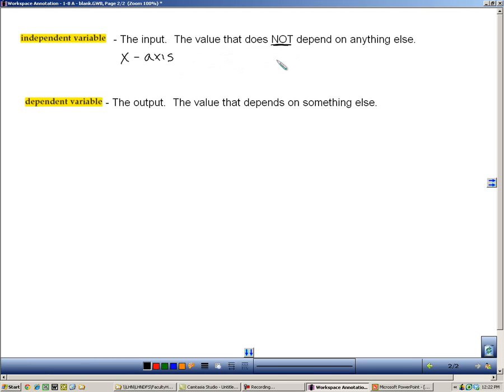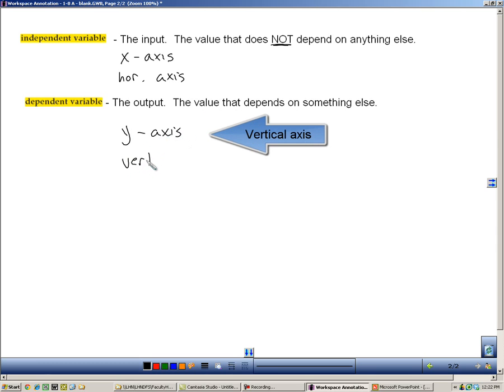And as you see in some of the examples we're about to do, you want to be on the lookout for the value that is independent. It's on the x-axis or the horizontal axis. That's where we put the independent variable. Also, there's a dependent variable, which is the output, or it's a value that depends on something else. It depends on the independent value, and we're going to graph that on the y-axis or on the vertical axis. So again, be on the lookout for independent and dependent variables in the next couple of examples.